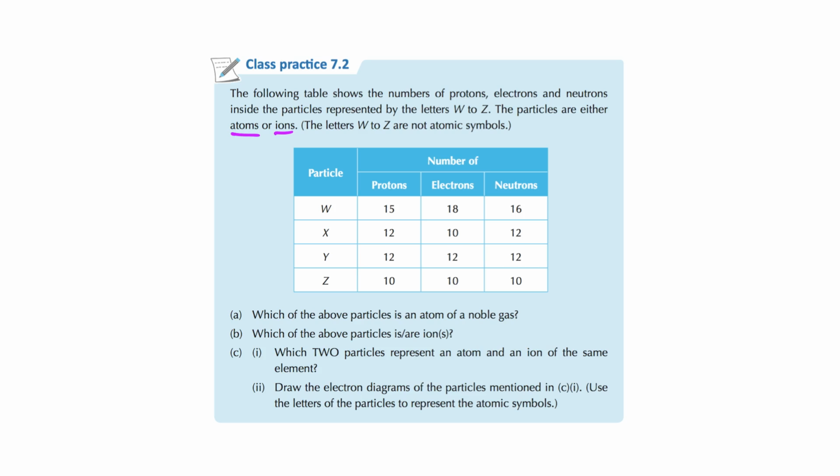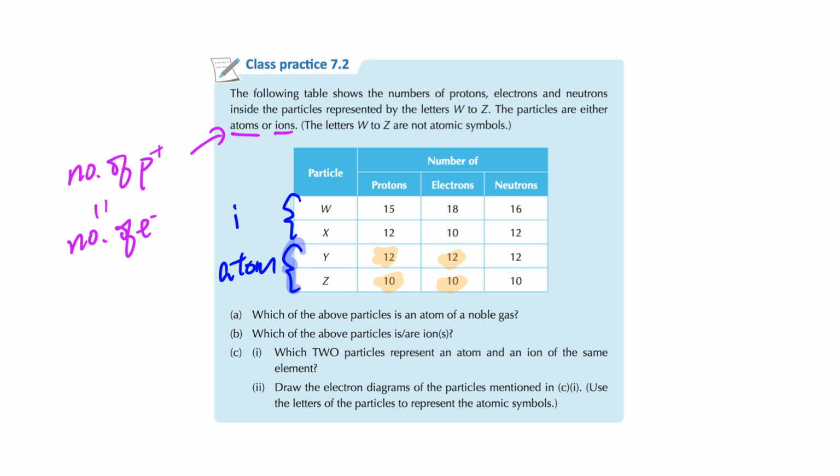Identify which one is proton. Atoms, which one is ions first. Okay? So for atoms, we know that the number of protons should be equal to the number of electrons. So right here we can see that protons and electrons are the same. Protons and electrons are the same. So Y and Z, these two should be atoms, while W and X should be ions.